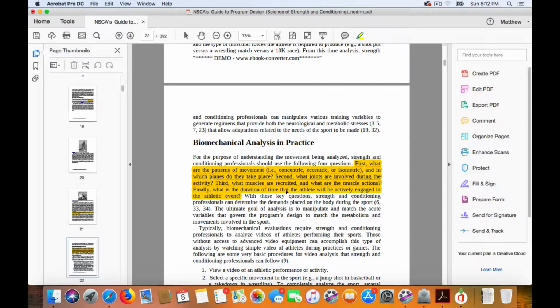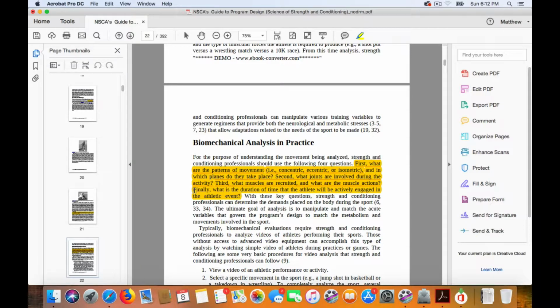Second, what joints are involved during this activity? Is it mostly an upper body sport? Is it a full body sport? Third, what muscles are recruited and what are the muscle actions? Is it more flexion driven, more of a hamstring? Is it more of a quad? What exactly are the dynamics? Is it a fair amount of both? You know what I mean? Sometimes it's not just this, not that. It's this and this and this. You know what I mean? So really take the time to figure out which sport you want to work with.